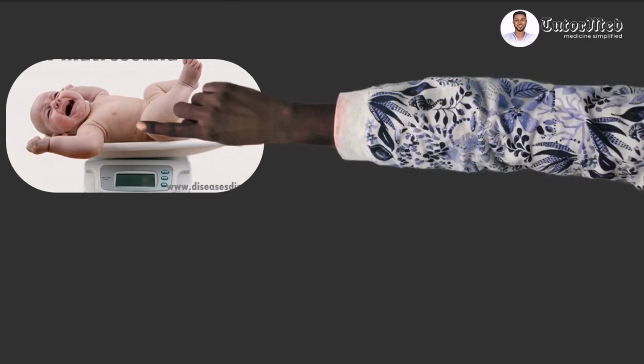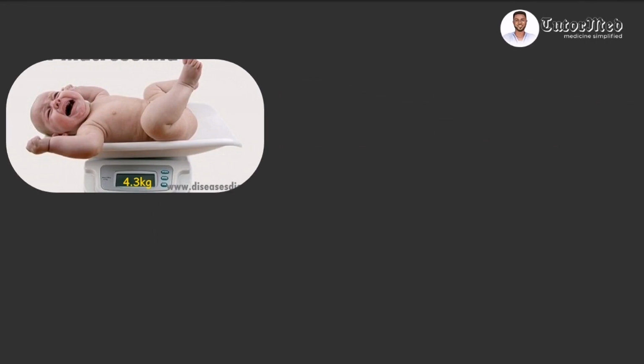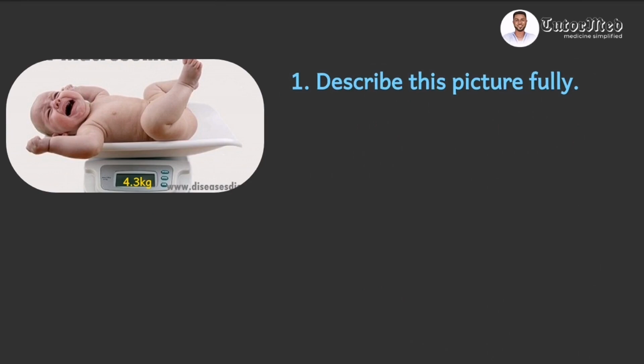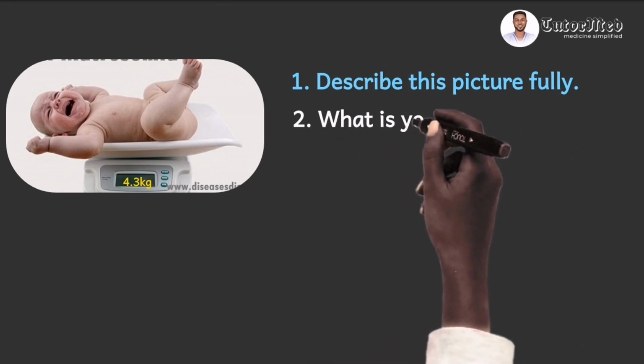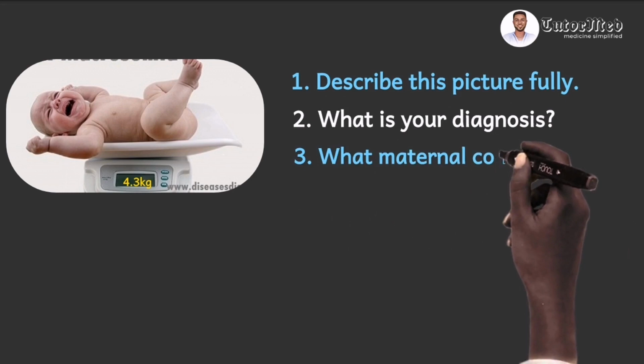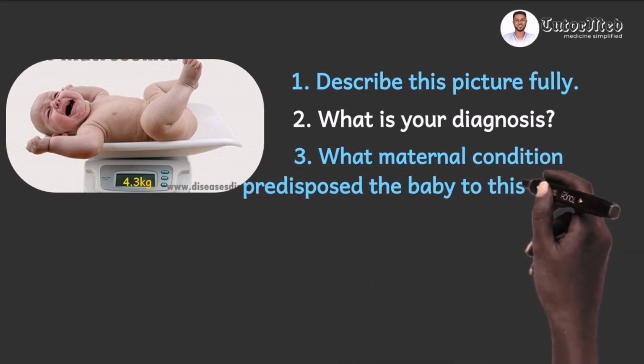And so in this picture station, we have this. And these are the questions that follow. Question 1 says, describe this picture fully. Question number 2, what is your diagnosis? 3, what maternal condition predisposed the baby to this condition?